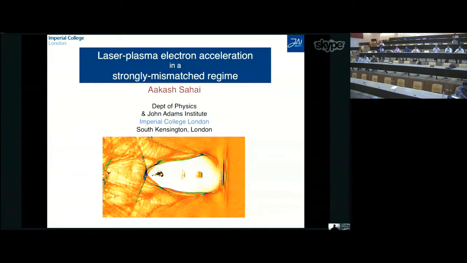Most of the work that I've been presenting is in the domain of simulation and theory, interfacing with the group and obviously coming up with new ideas and trying to explore new physics of laser plasma acceleration and laser plasma interactions in general. Today I'll be presenting some work on laser plasma electron acceleration in what is being termed a strongly mismatched regime. I'll explain shortly why I'm calling that a strongly mismatched regime.